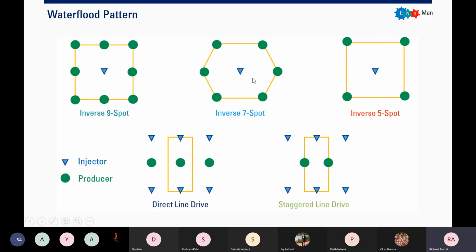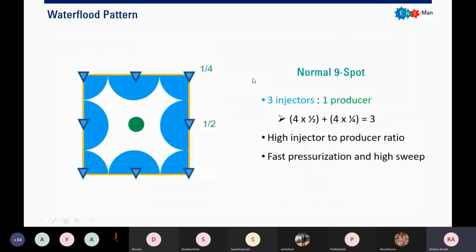Let's talk about them one by one. First, normal 9 spot. Okay, there are 9 wells: 1, 2, 3, 4, 5, 6, 7, 8 injectors, and 1 producer. But ultimately, you need to calculate it this way. We only have 3 injectors actually. Why? Because we need to calculate this way. We have 4 injectors with half of this sphere, right?